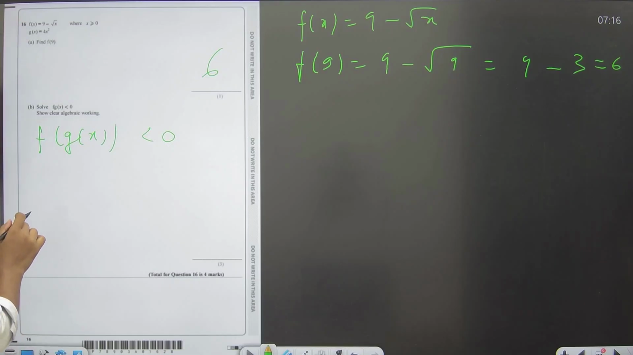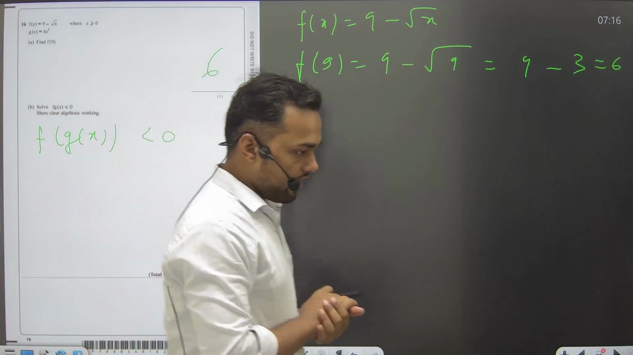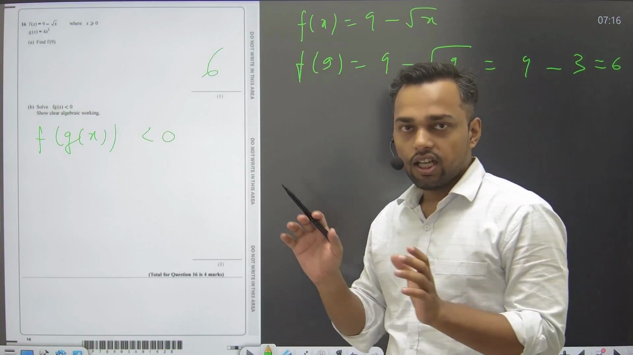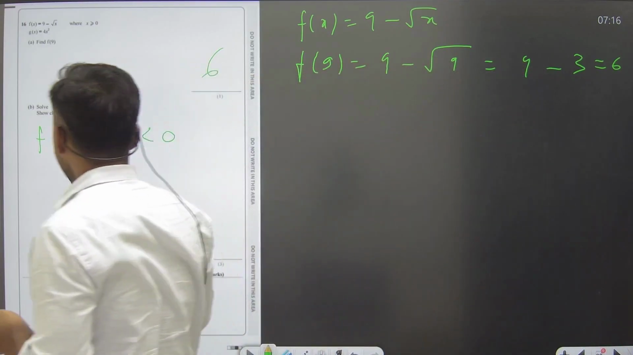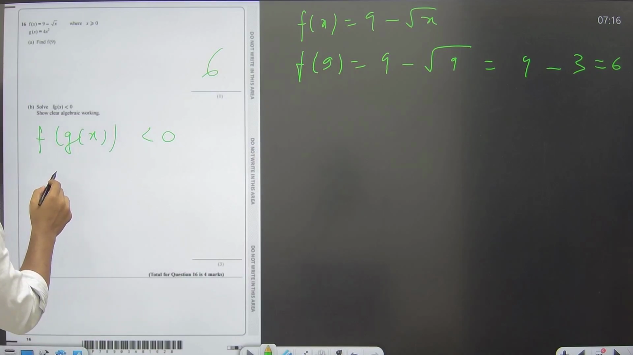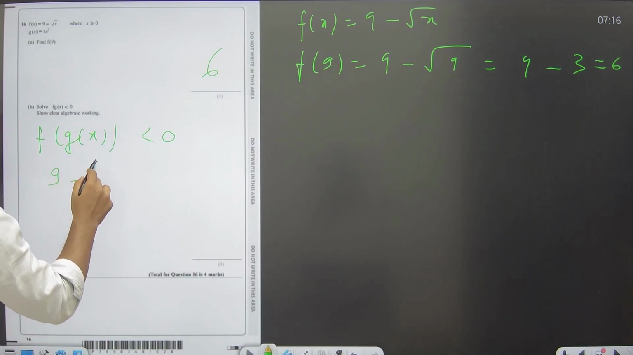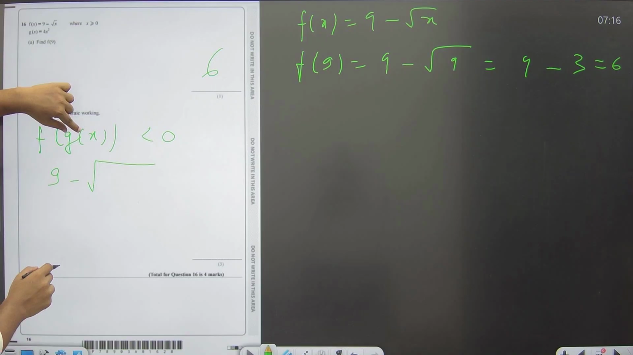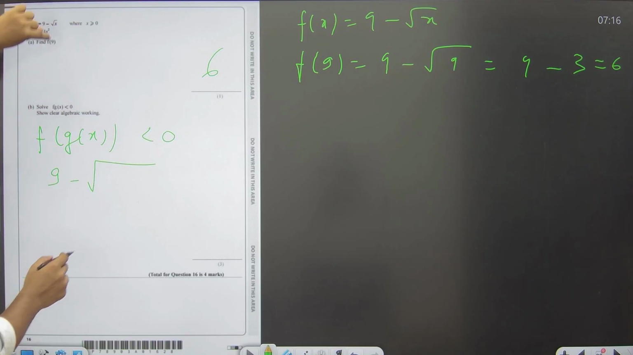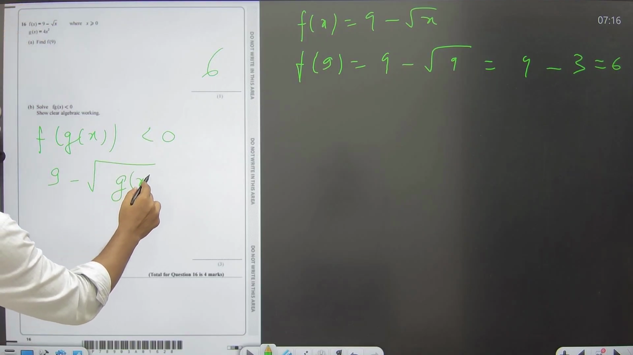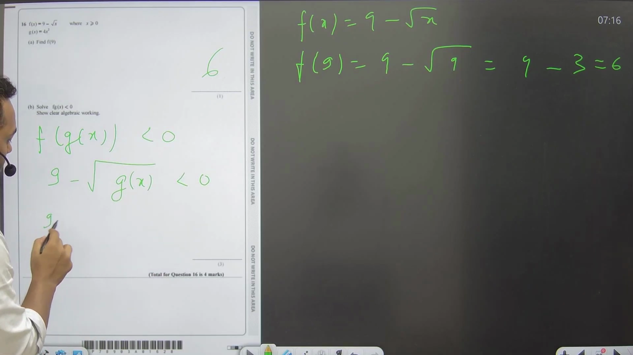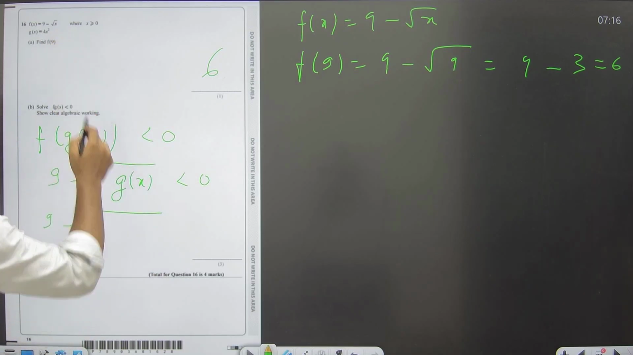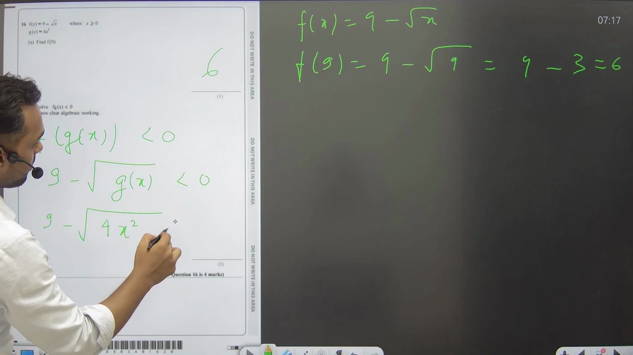Okay, this means we need to replace the x part in the function f with g(x). So it will be 9 minus root. Now here we need to place the value of g(x), so I'll write g(x) first, then put less than 0. Now 9 minus root g(x), what is g(x), students? That is 4x square less than 0.